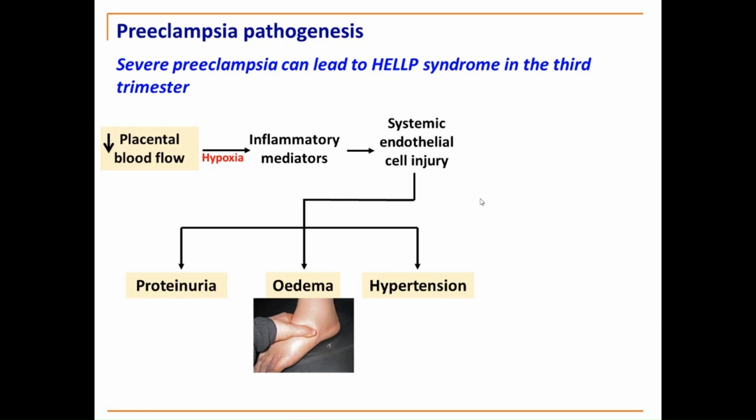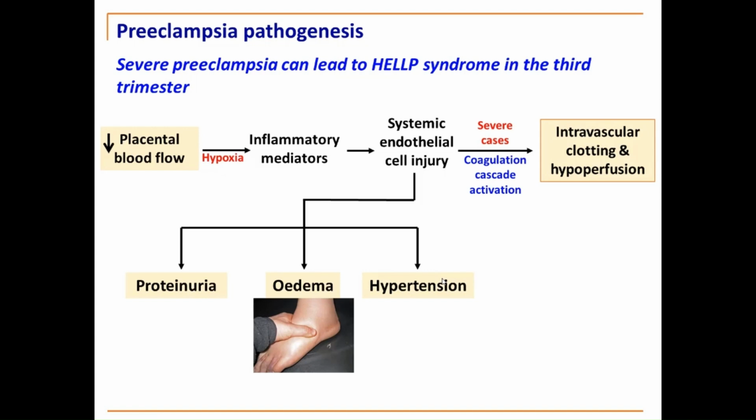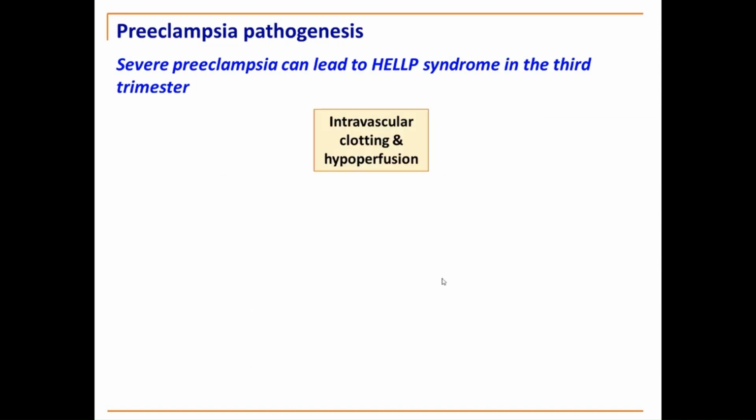So if we're looking at exactly what's happening at this point, or a summary of what's happening, you get this low placental blood flow leading to hypoxia and the release of inflammatory mediators that we've already talked about. This can lead to the systemic endothelial injury, leading to hypertension, oedema, and proteinuria. We've already talked about the mechanisms for that. And in severe cases, this can activate the coagulation cascade, leading to intravascular clotting and resulting hypoperfusion. So we've now got this intravascular clotting and hypoperfusion going on.